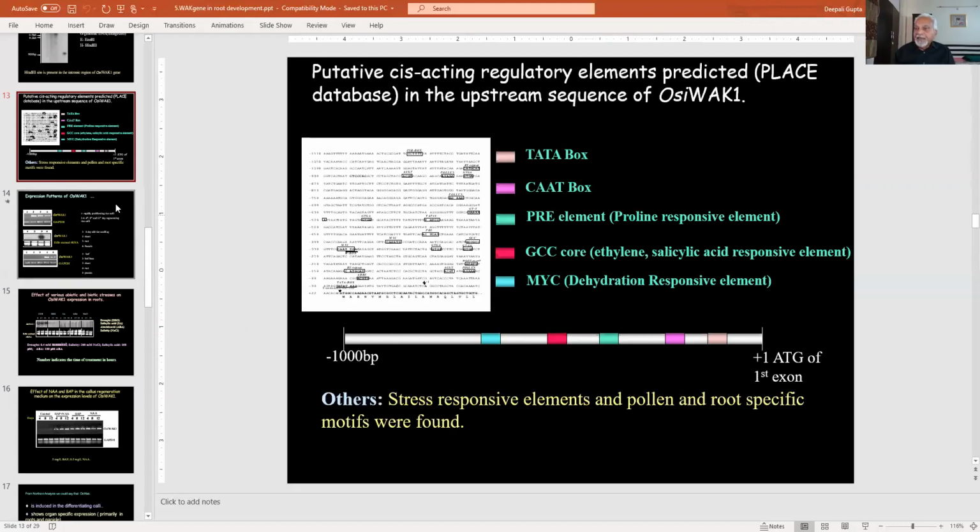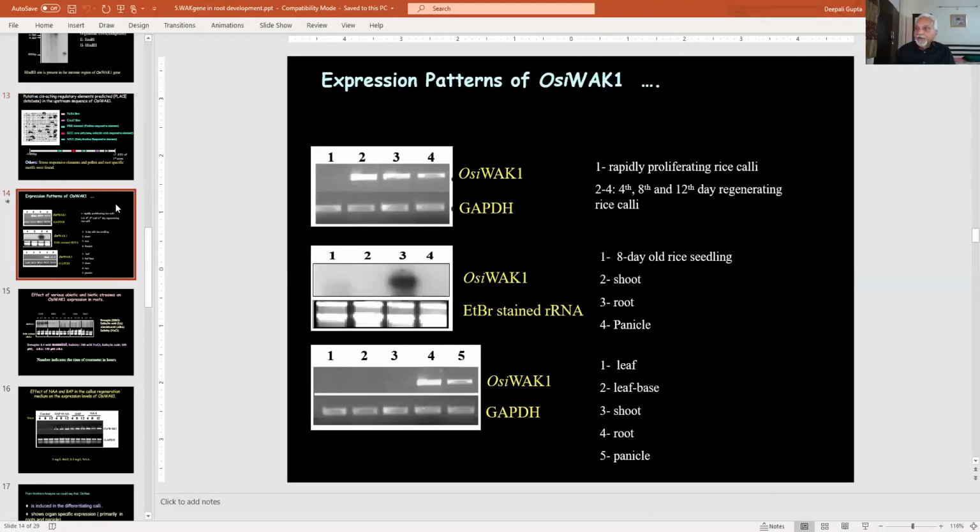So we went for an expression profile to see, in the lab or under wet conditions, how and where this gene expresses itself. So if you see here, we have used the cDNA from the differentiating callus, from where this gene was amplified using RT-PCR.